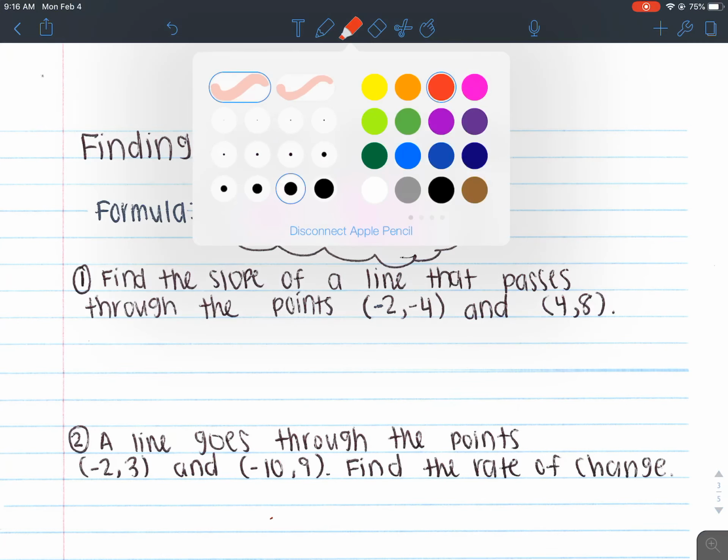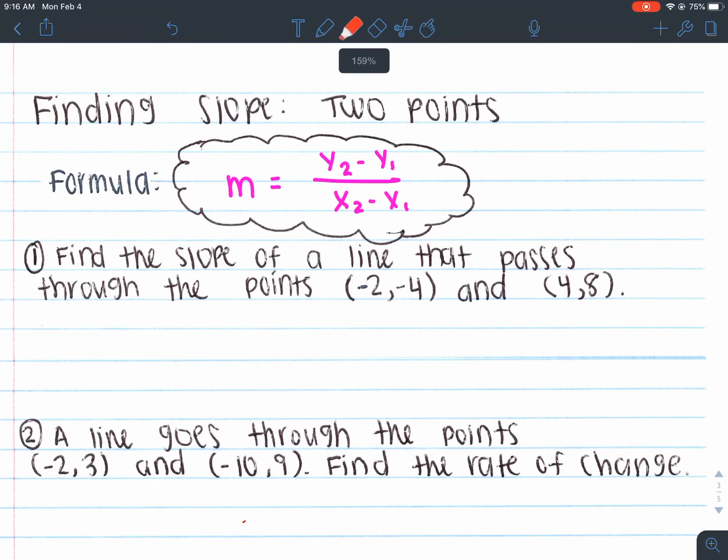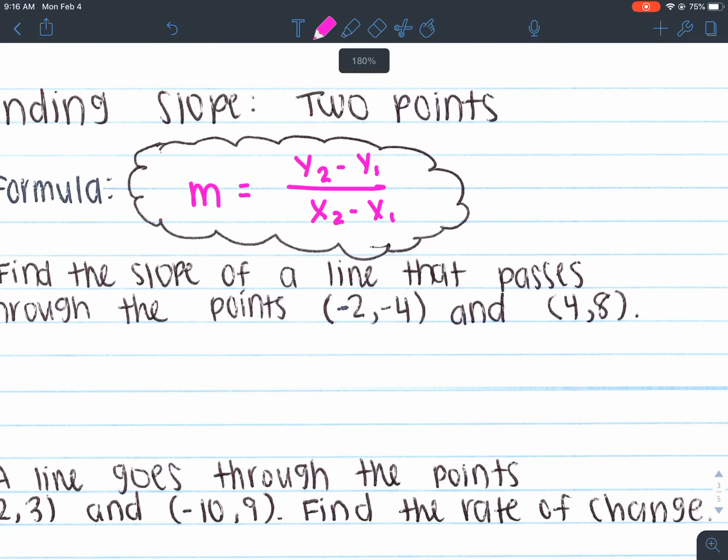Okay. So here we have 4 examples. Find the slope of a line that passes through the points -2, -4, and 4, 8. Well, you're like, well, how am I going to use a formula with this? Okay, well, when you have 2 people in the same class, let's say I have an ordered pair here and an ordered pair here. They're clearly different, but they don't want to have the same name, so we have to name them different things, right?